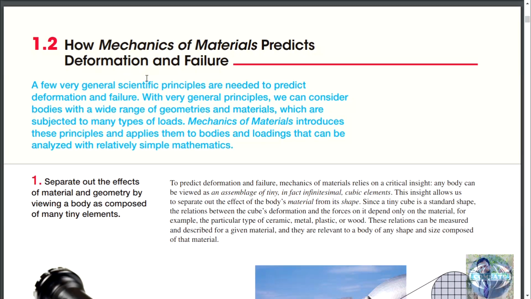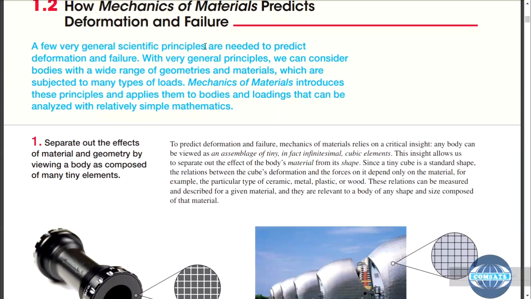How does mechanics of materials predict deformation and failure? How will we be dealing with these things? A few very general scientific principles are needed. Few principles, very few principles. In engineering, you have to study very few fundamental principles, and later in your whole professional productive life, up to 40 years, 30 being the more productive, you just apply those few fundamental scientific principles on a case-to-case basis, like how a medical specialist deals with cases. They study fundamental principles regarding the behavior of the human body and which medicines can be applied, and later they just keep on applying those few fundamental principles their whole life.